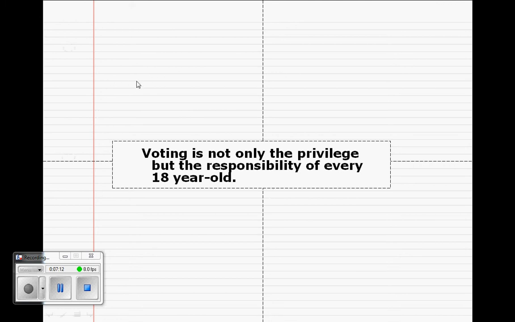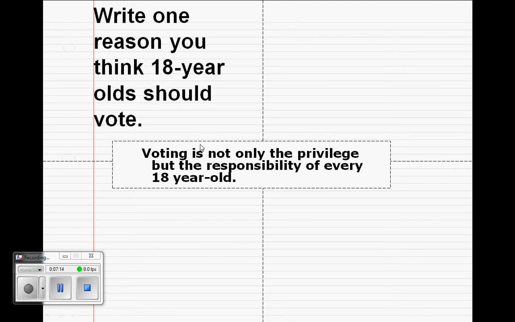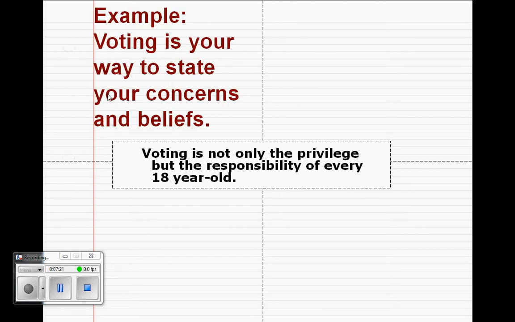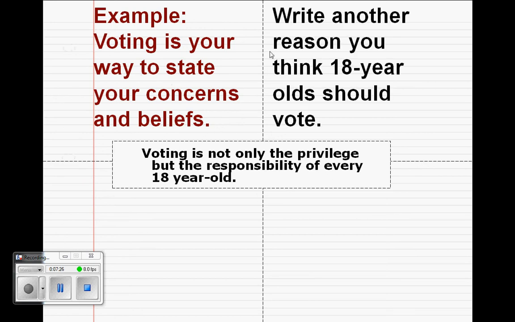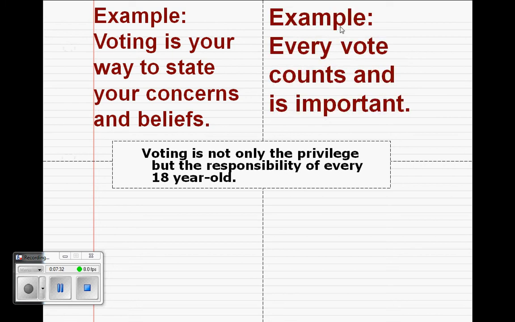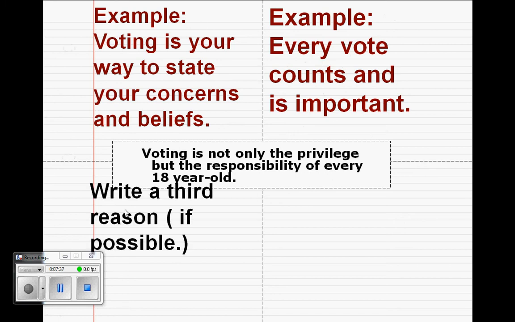Now, as we can see, the paper has 1, 2, 3, 4 sections. Here you write one reason you think 18-year-olds should vote. For example, here, voting is your way to state your concerns and beliefs. Here, write another reason why you think 18-year-olds should vote. For example, every vote counts and it's important.